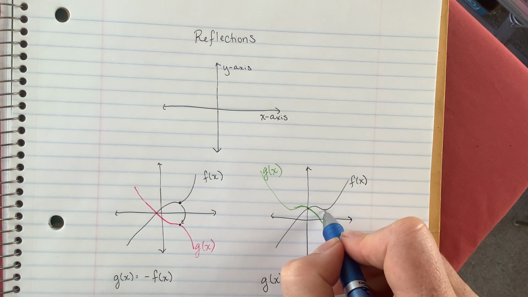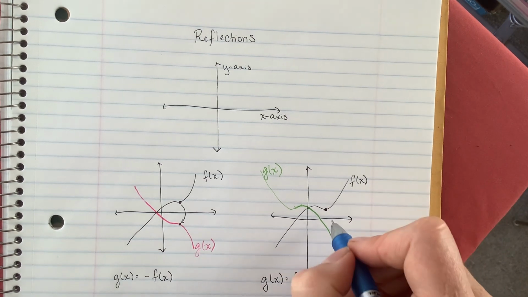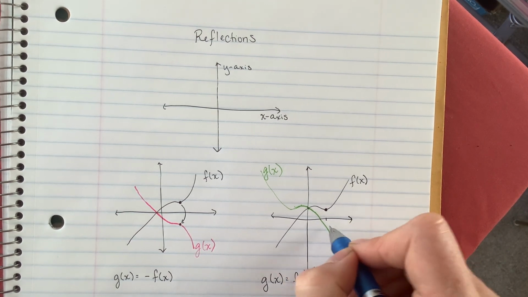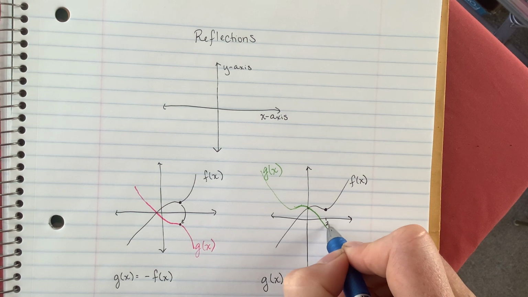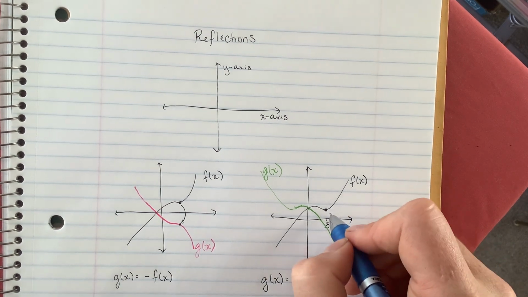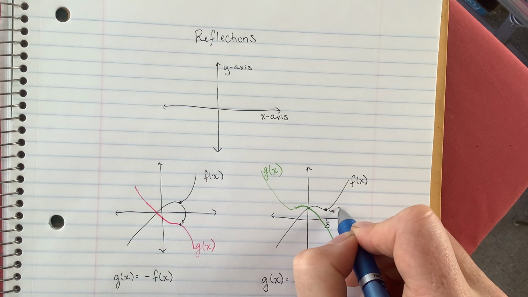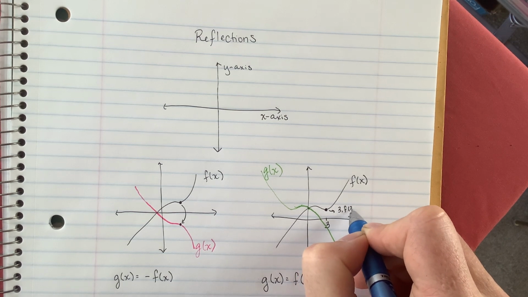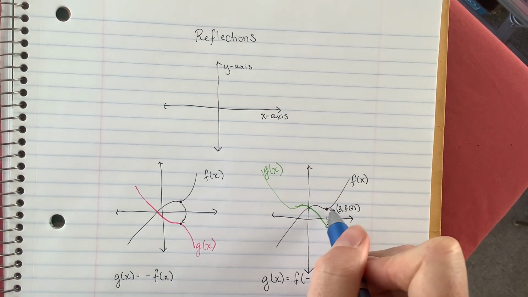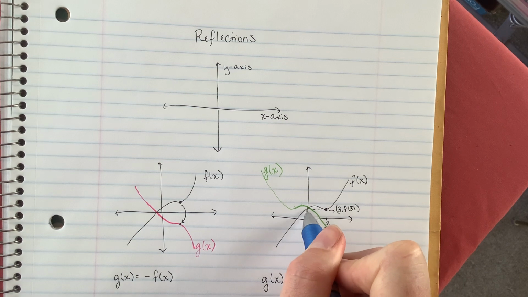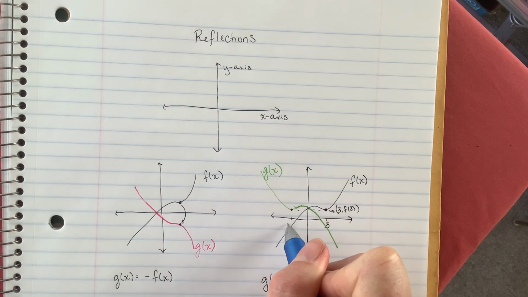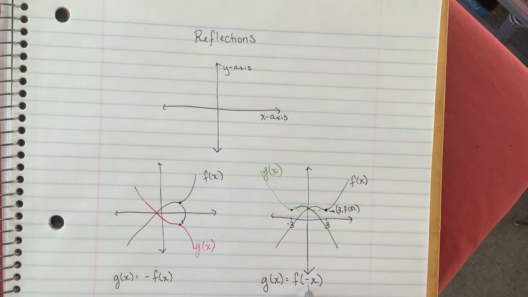So this point right here would be, let's give this an x value of 3. And so this is the point 3 comma f of 3. So to get the same y value on the g of x graph, you would have to look at negative 3. So the sign on the x is what changes.